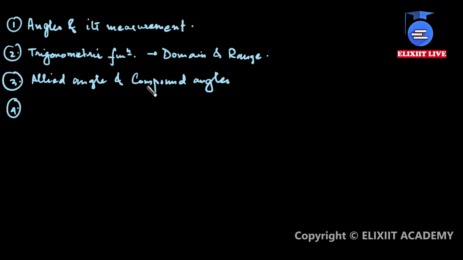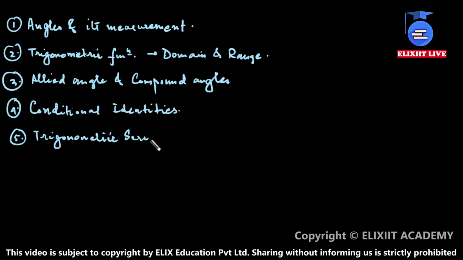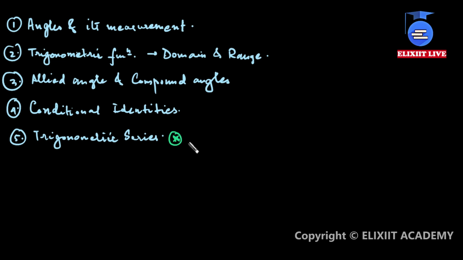The fourth one is conditional identities. And the fifth one is trigonometric series. Now this trigonometric series is not there in your school syllabus. This is a portion from which questions have been asked in JEE Advanced, but so far not asked in ISI entrance.